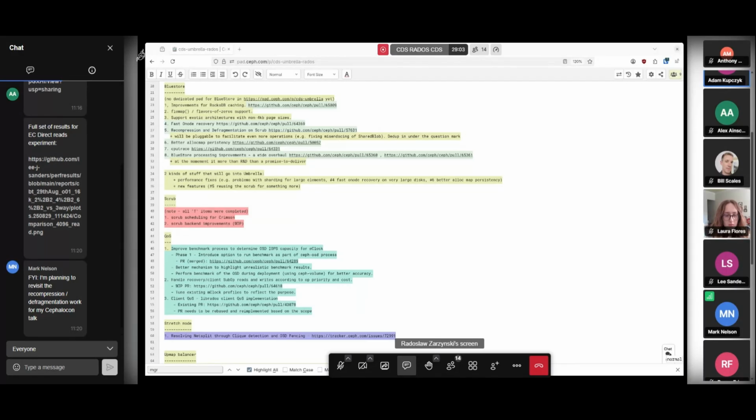So the other two topics that remain are of a different type. One is support for exotic architectures with non-4 kilobyte page sizes, and that's work that is ongoing. Radek, you wrote that, but I assume it's about PowerPC and the 64 kilobyte page size. Yes. I think we covered this during today's Perf Weekly. I think there is a PR draft existing.